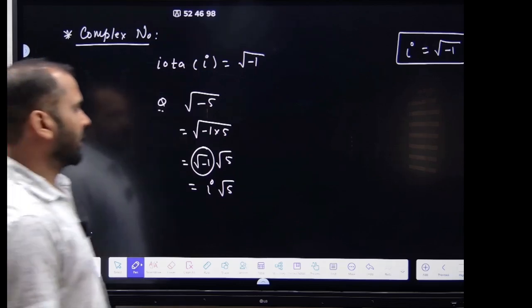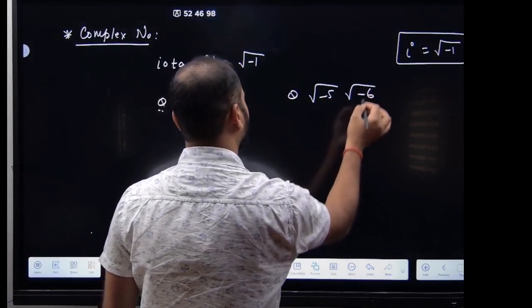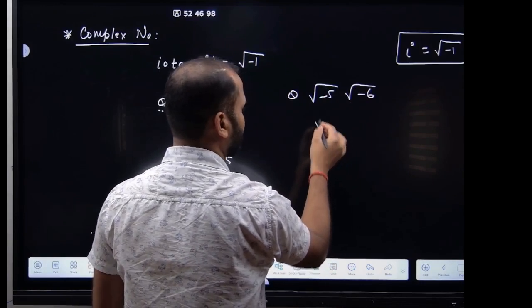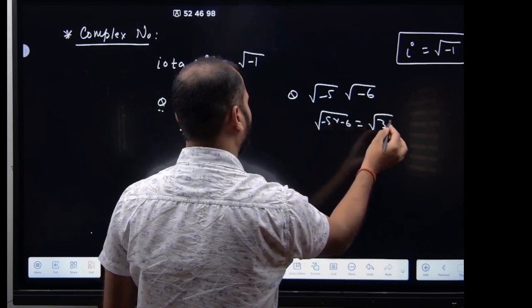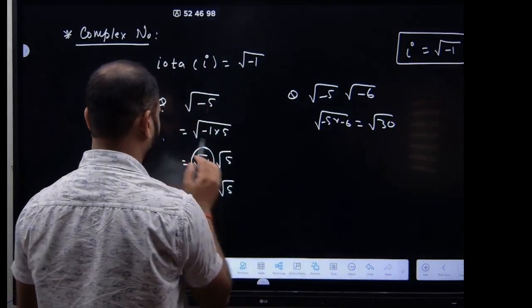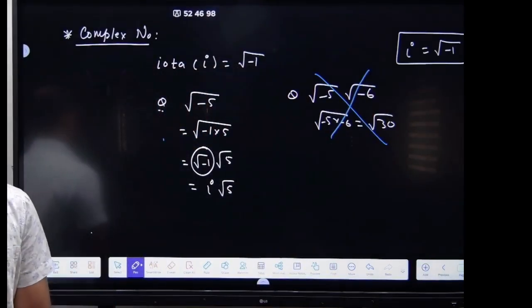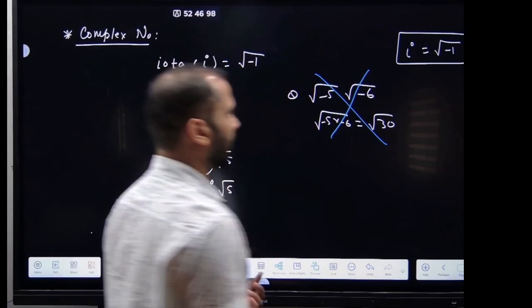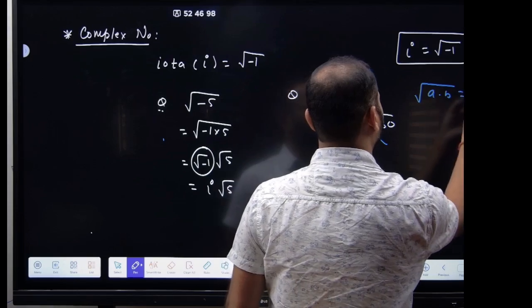Understood? For example, if you have root under minus 5, root under minus 6, what should I write? Should I write root under minus 5 into minus 6, so root under 30? Should I write like this? No, it is wrong. If A and B are positive, then only you can write like this, A into B, root A and root B.